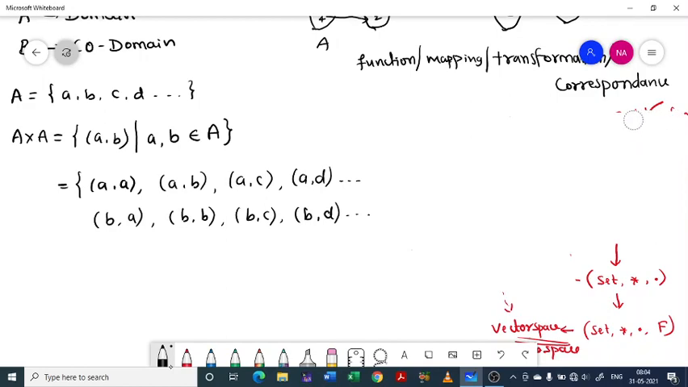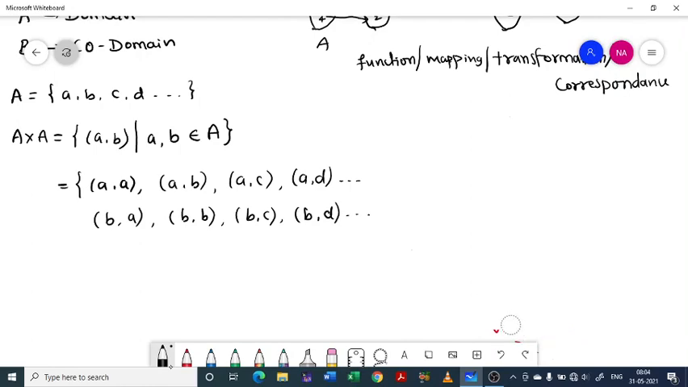Similarly, you may define A cube, the product of A with itself 3 times. How may it be defined? It is the collection of all 3-tuples, or triplets, as we say. A cube is denoted by A cross A cross A. That is the collection of all elements of the form (a, b, c), where a, b, c are coming from the set A.